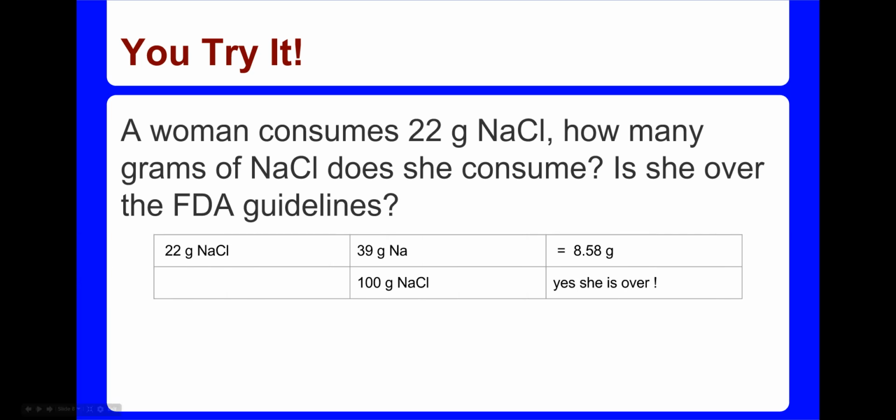So, we know the given is 22 grams of sodium chloride. Previously, we determined that there's 39 grams of sodium in every 100 grams of sodium chloride. So we calculate, oops, I forgot to label it. She can consume 8.5 grams of sodium. I forgot to label it sodium. Please do so on your paper.